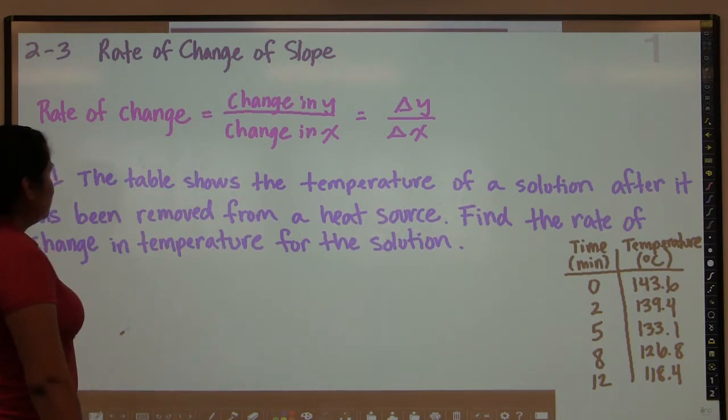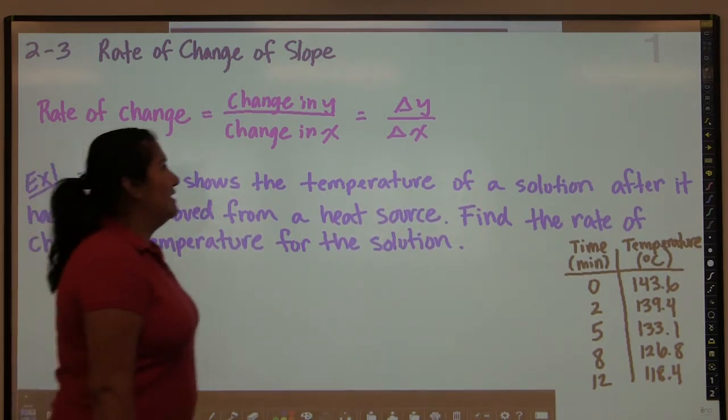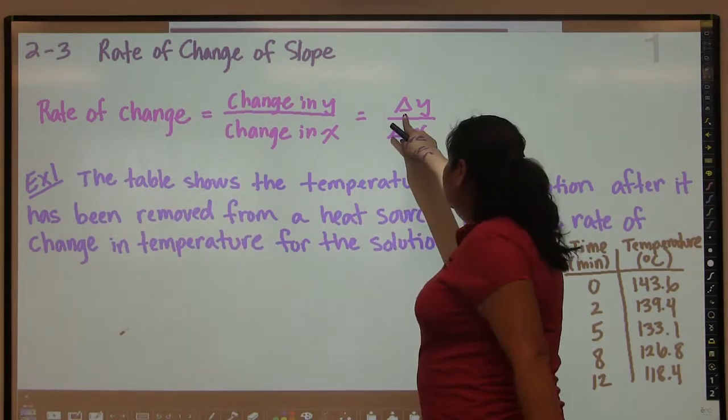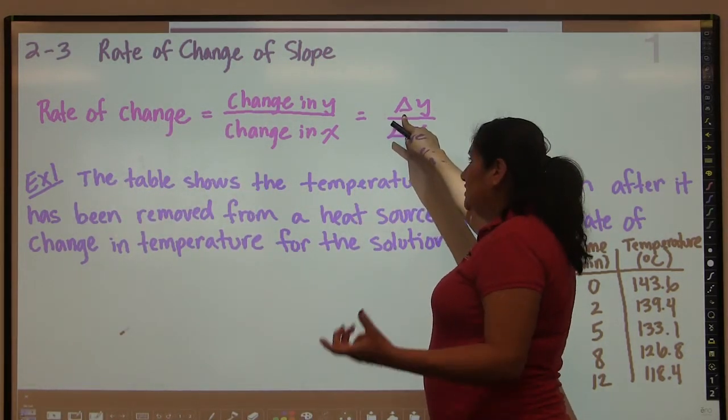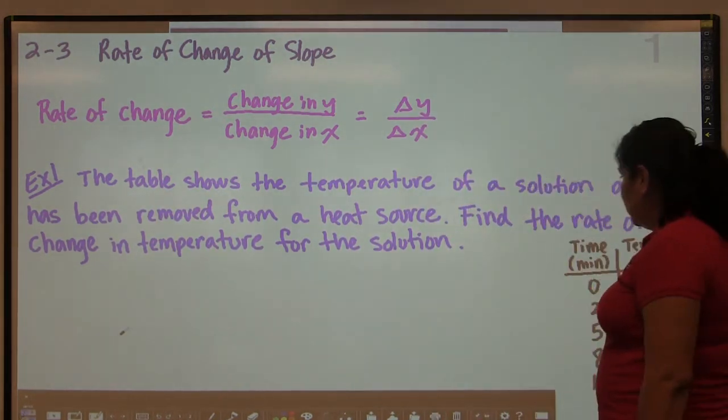Anywho, so rate of change is basically the change in y over the change in x, and oftentimes you will see it symbolized with this little delta symbol, which just means small change, so change in y, change in x. And we have an example to show you how this is going to work out.